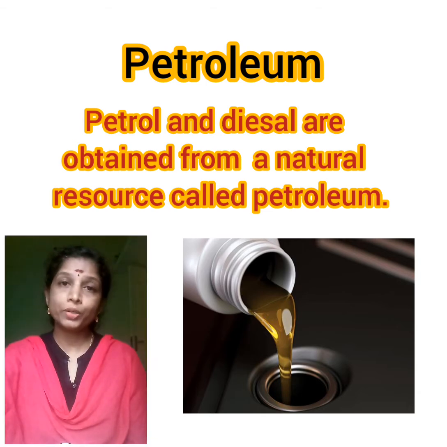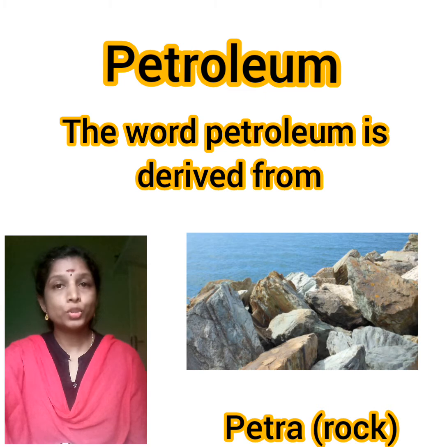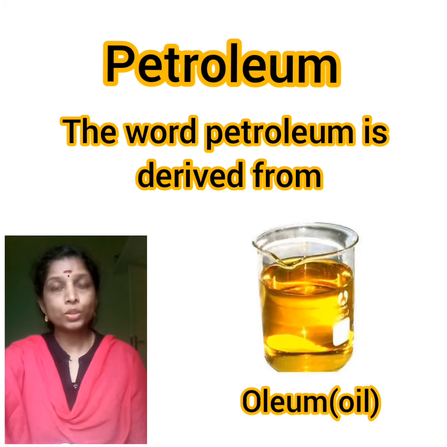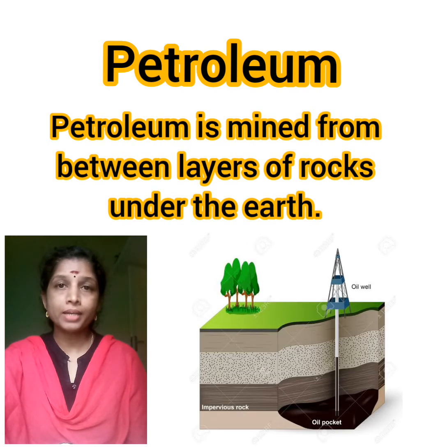The word petroleum is derived from two words, petra and oleum. Petra means rock, oleum means oil. This petroleum is mined from between the layers of rock under the earth. That is why we call it petroleum. Petra means rock and oleum means oil, so together it forms petroleum.